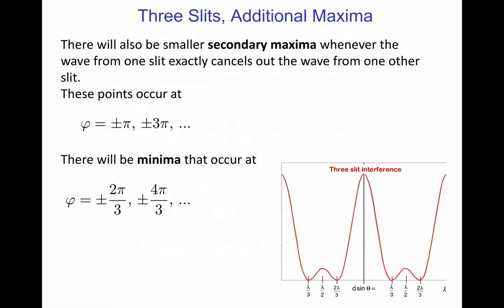Then there are minima that occur in between each maximum at phases of multiples of 2 pi over 3. And that makes the shape of pattern that you see here.